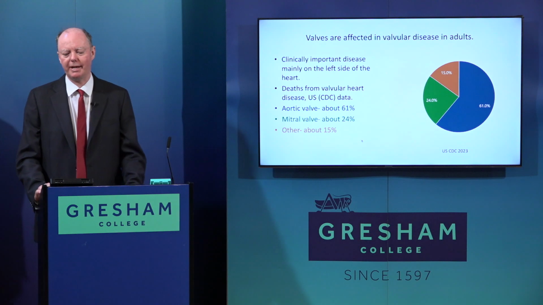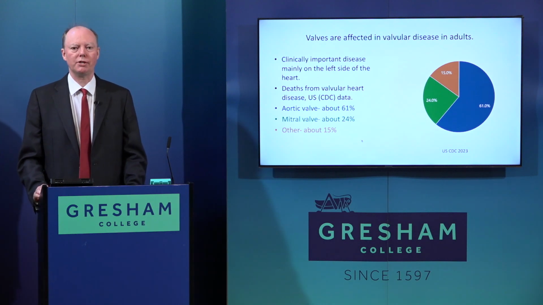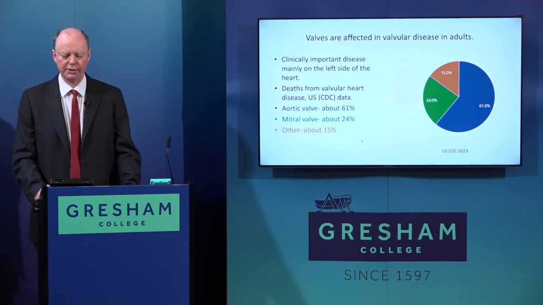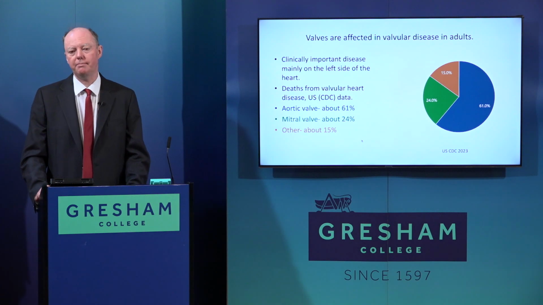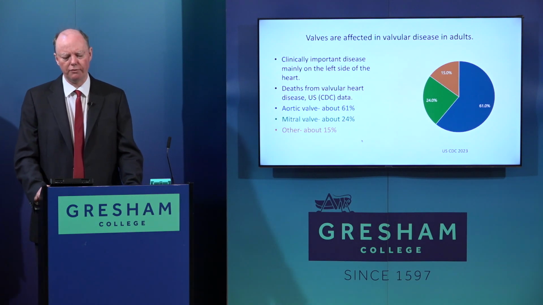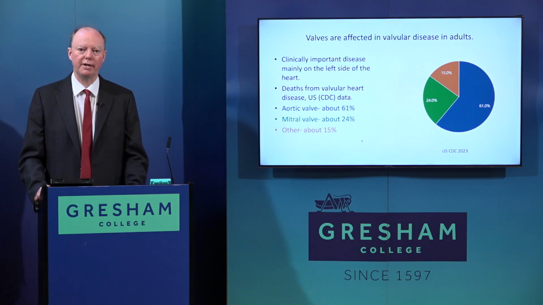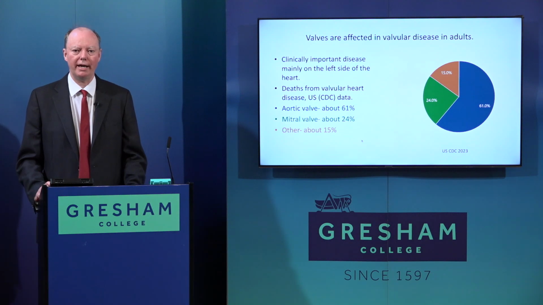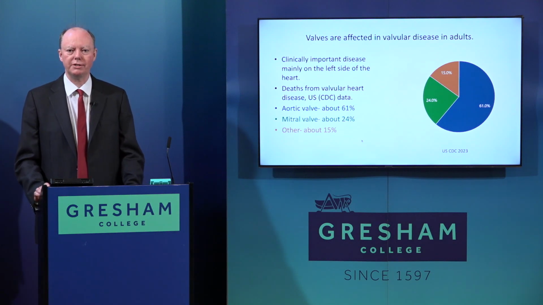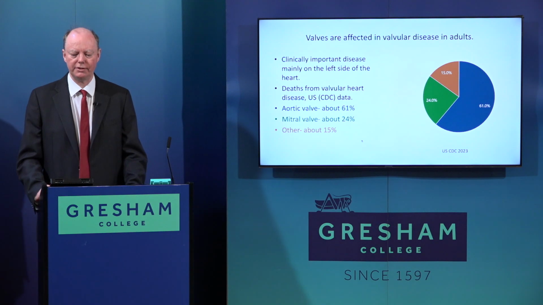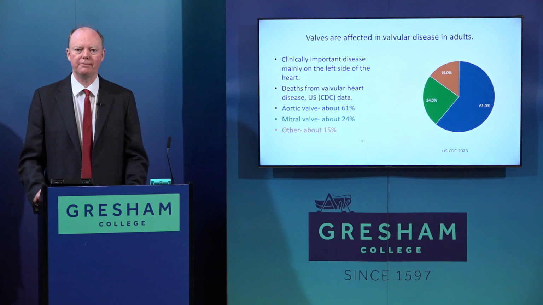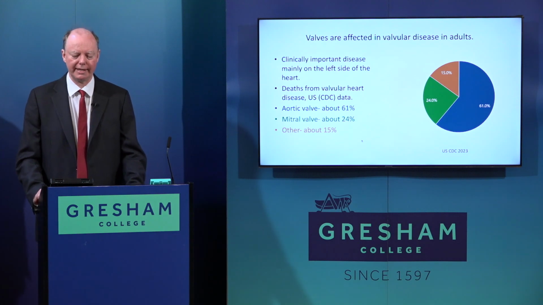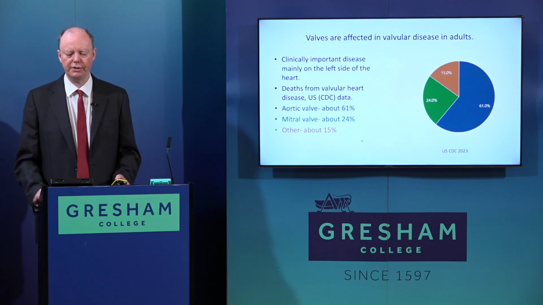But in clinical practice, it's really the valves on the left side of the heart which tend to cause the problems. And this pie chart shows that the biggest cause of the deaths from valve heart disease is the aortic valve. That's the valve from the heart into the body. And then the second most common is the mitral valve. Only 15% are from the valves on the right side of the heart, although they can occasionally cause issues.